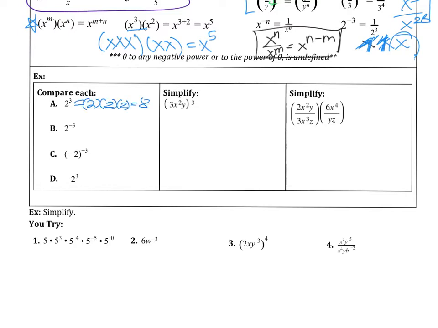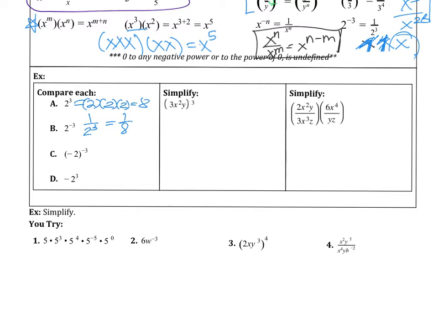What does 2 to the power of negative 3 mean? Well, looking up at those rules above, that means that I'm going to take the reciprocal, and that's going to make the exponent positive. So that means 1 over 2 to the 3rd. Well, we just said that 2 to the 3rd is 8. That means this is going to be 1 over 8.